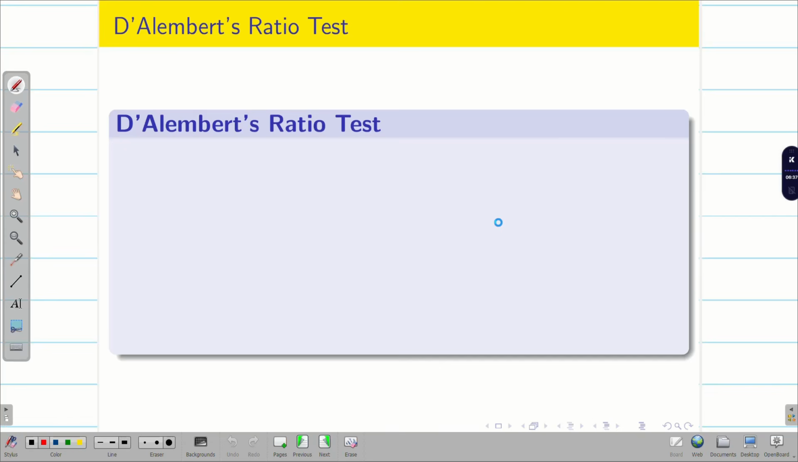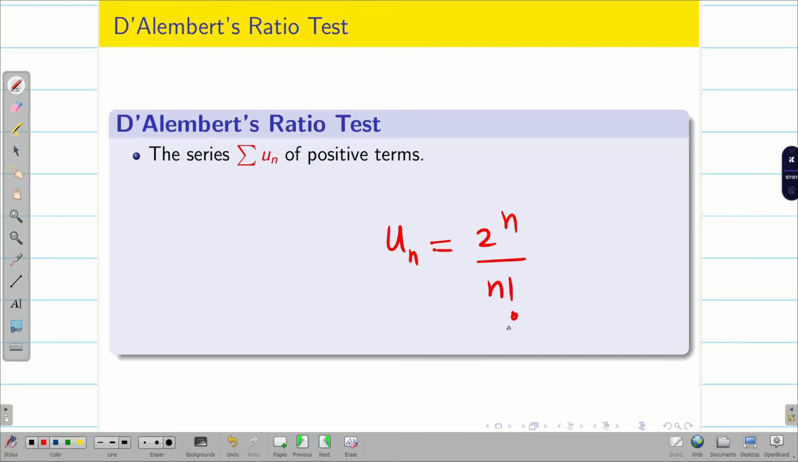It is called as D'Alembert's ratio test. People simply say it as ratio test. Now we are going to take a positive term series Un. So what is the idea behind it? Suppose my nth term 2 power n by n factorial. How can I remove this n factorial, or how can I cancel this n factorial?